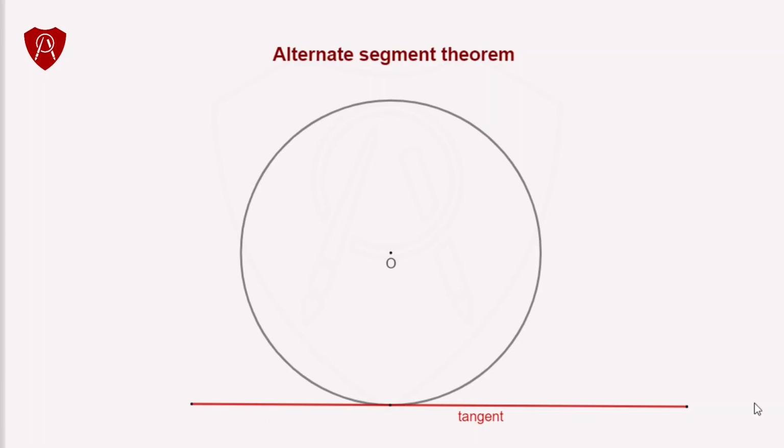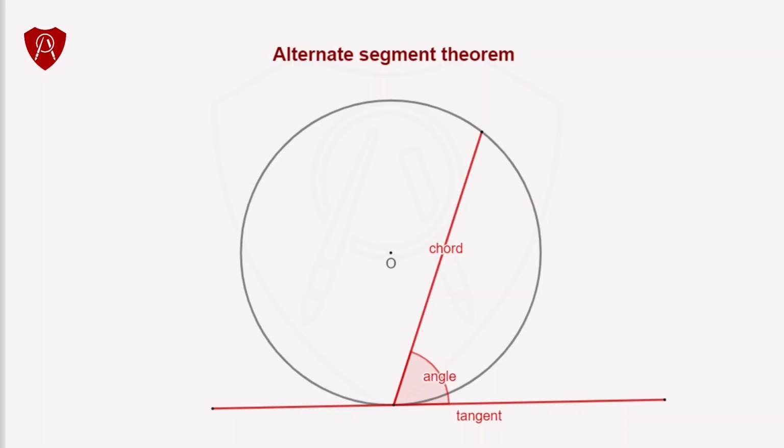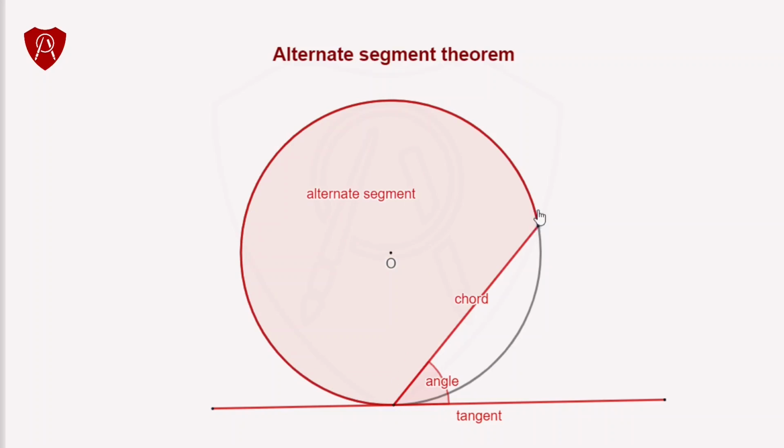Here is a tangent to this circle. Let's draw a chord in the circle from the point of contact of the tangent. The angle between the tangent and the chord is this one here. It is important to note that this angle passes through one segment formed by the chord. The other segment, the shaded one, is called the alternate segment.